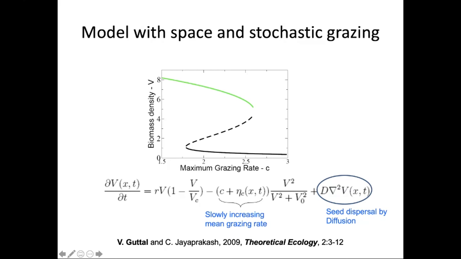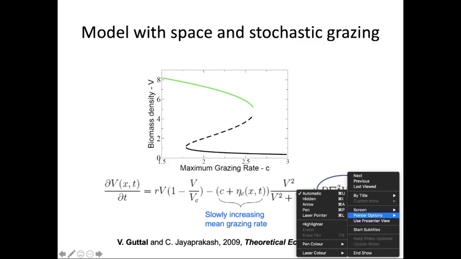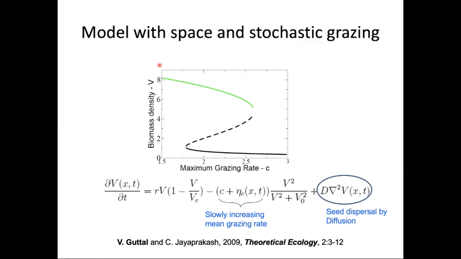As you know, the mean field part of this, if I did not have the diffusion, this system will show the same bifurcation diagram, bistability.